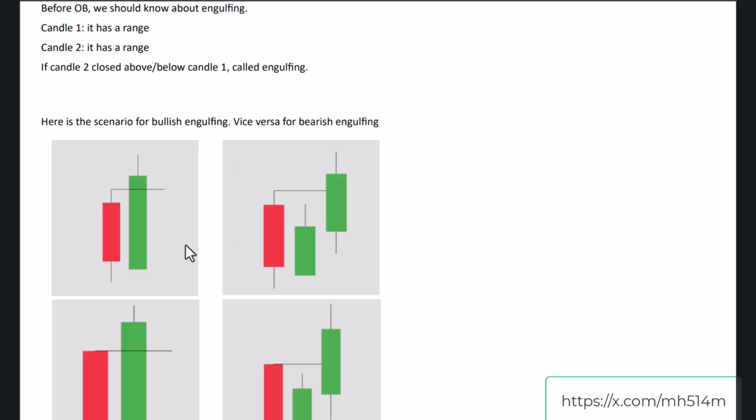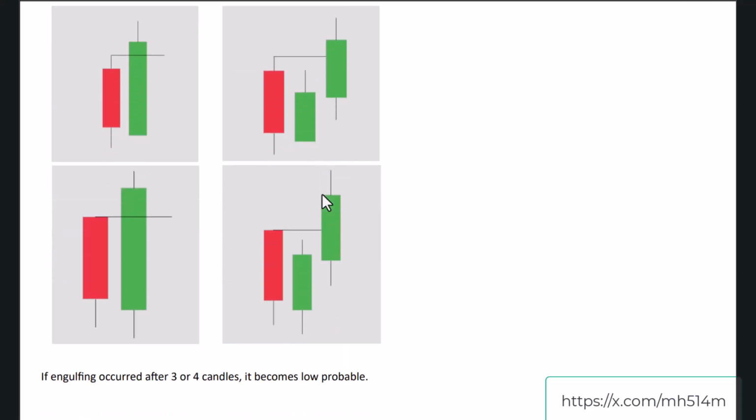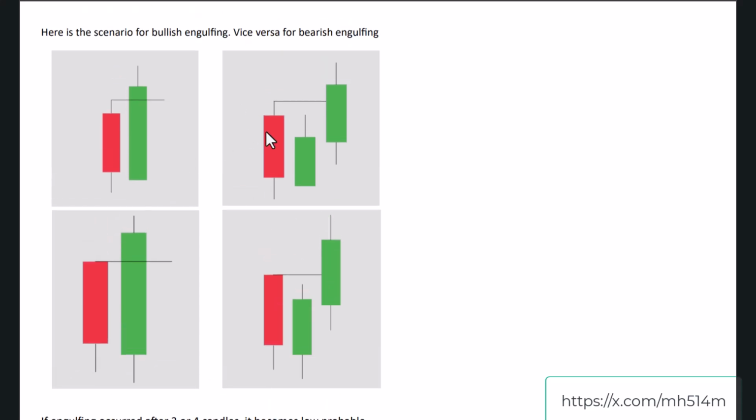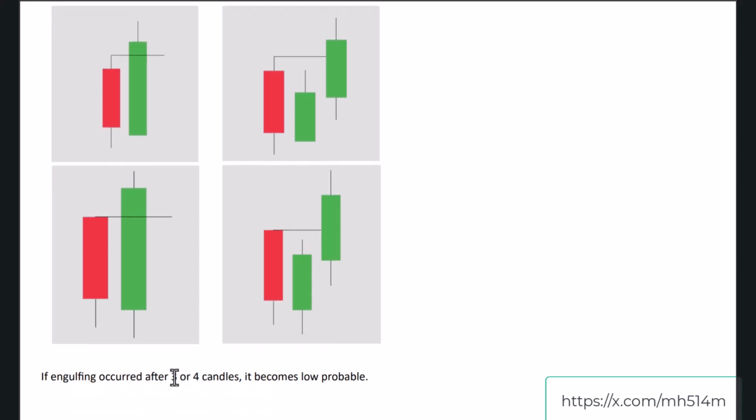Here we can see another example. This is candle 1, this is candle 2 and this is candle 3. This candle 3 just closed above this candle 1. That means it becomes engulfing. If any engulfing occurs after 3 or 4 candles, it becomes low probability. So we can look for engulfing only within 3-candle formations.